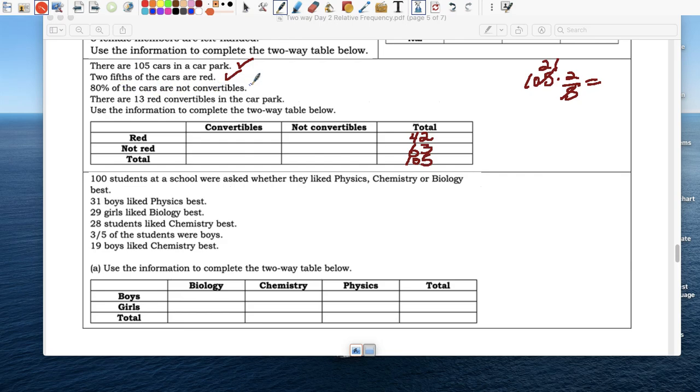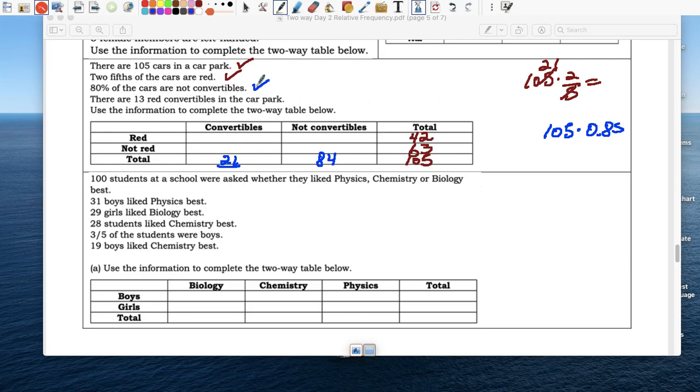80% of the cars are not convertible. So I'm looking for this one, not convertibles. 80%. So we have 105 cars. Multiply that by 0.80. 8 times 105, we have 84 cars that are not convertible. So put 84 right here. And automatically we can find this guy here just by doing 105 minus 84, which gives us 21.